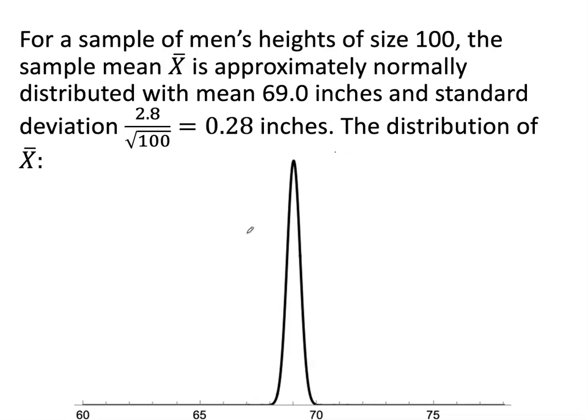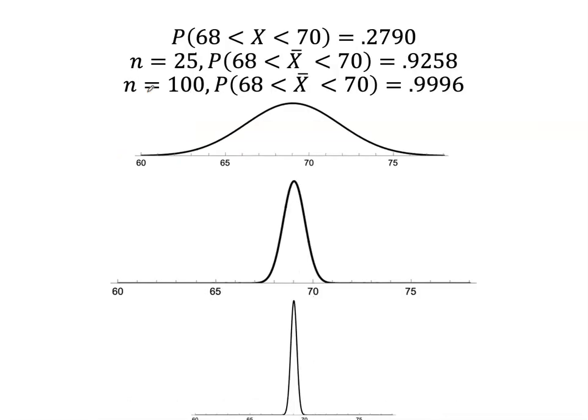And for a sample of size 100, the sample mean x bar is approximately normally distributed with mean 69 inches and standard deviation 2.8 divided by square root of 100, in other words, 0.28 inches. Here's what the distribution of x bar looks like. So notice it's much tighter, much narrower. That's because the standard deviation is much smaller since we have a large sample size.